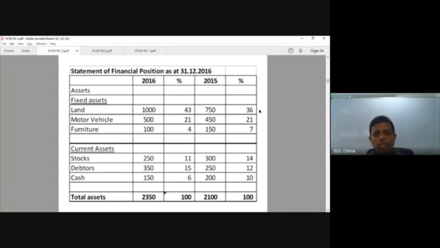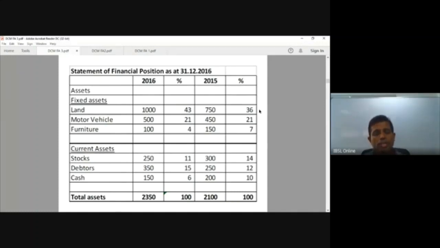If your total asset 2,350 is 100, land 1,000 will become 43%. Motor vehicle 500 becomes 21%. Furniture 100 becomes 4%. Similarly, stocks, debtors, cash will be 11%, 15% and 6% respectively. Right. Similar comparison and calculation can be done for 2015 as well.